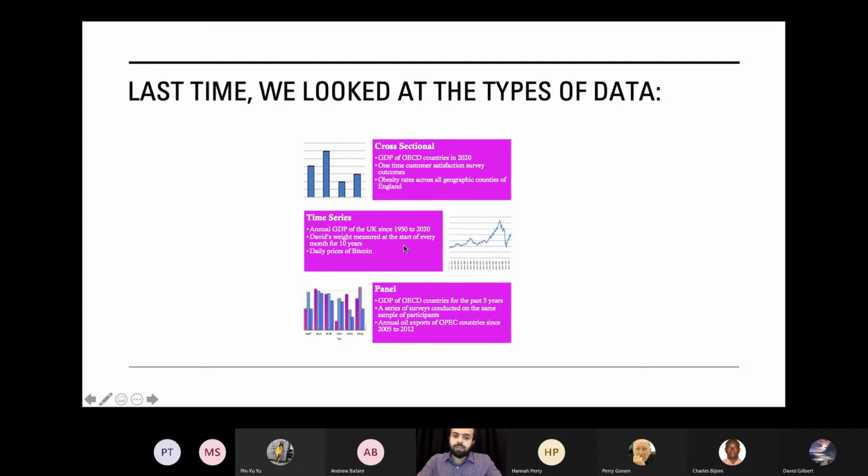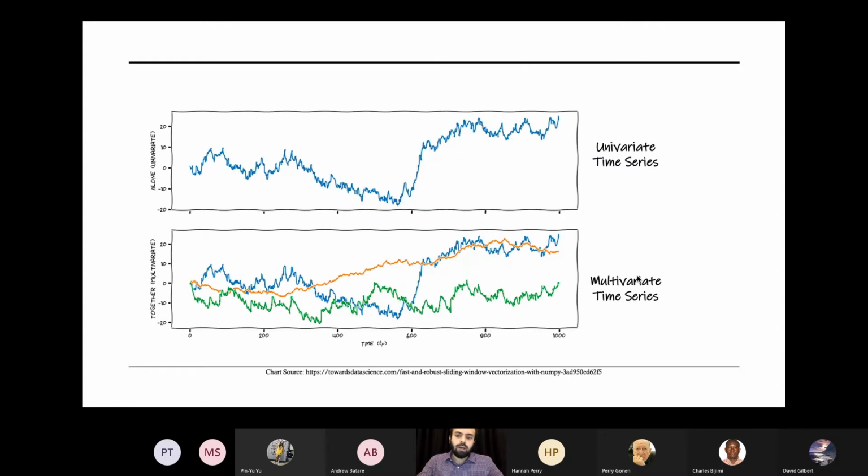Different time series variables such as daily Bitcoin prices or annual GDP of the UK since 1950 to 2020. What we did last time was we looked at a quarterly data set for one variable. But today we will look at multivariate time series. And when we examine multivariate time series, there's a very important concept which is related to spurious correlations, which we will look at briefly before we get started.